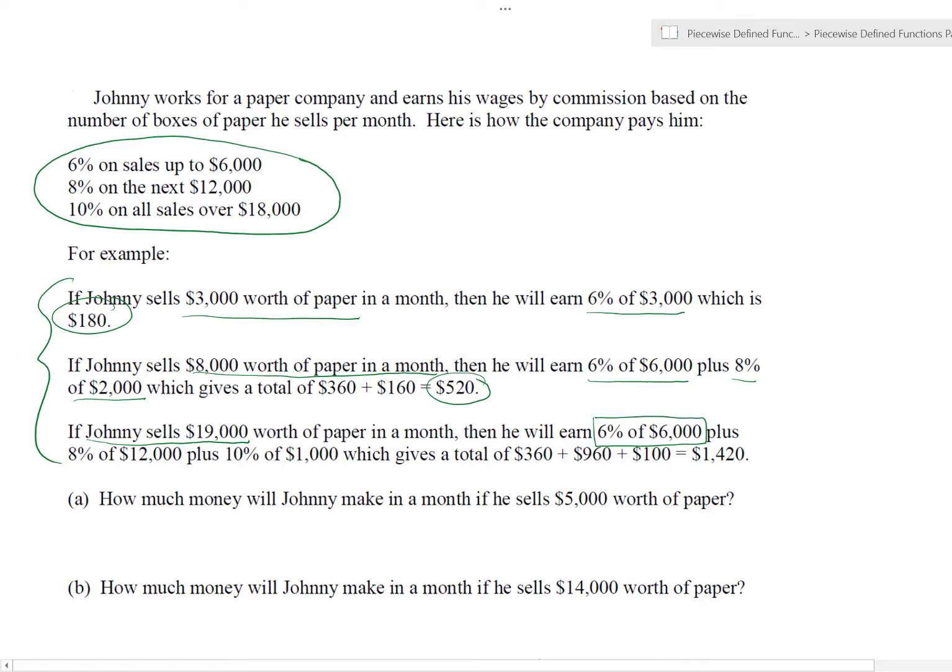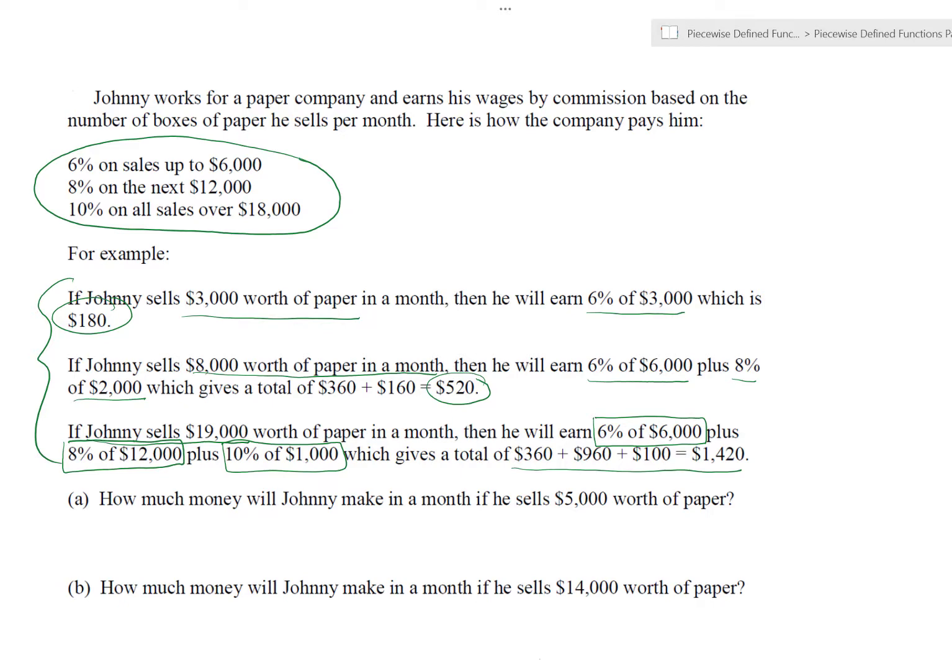Similarly, if Johnny has this good month selling $19,000 worth of paper, then the pay schedule says first $6,000, he gets 6% of that. Then the next 12,000, he gets 8% of that. And then finally, he gets 10% of any of the amount past the first $18,000. In this case, 10% of $1,000, since that's the only amount of money after the first 18,000. Total all that up, you got $1,420 in commission sales that month.